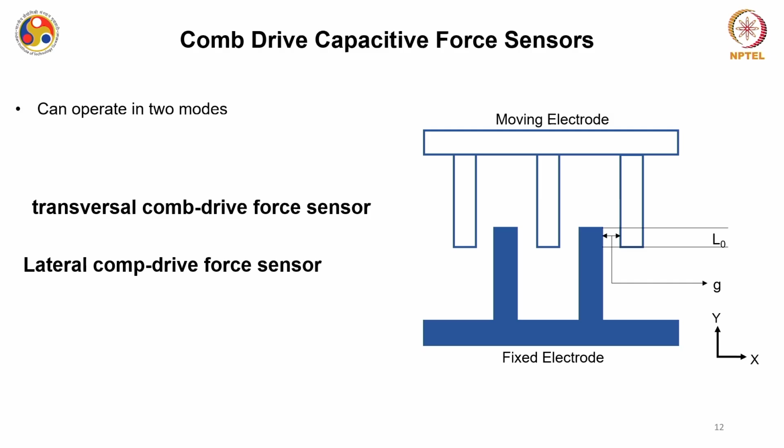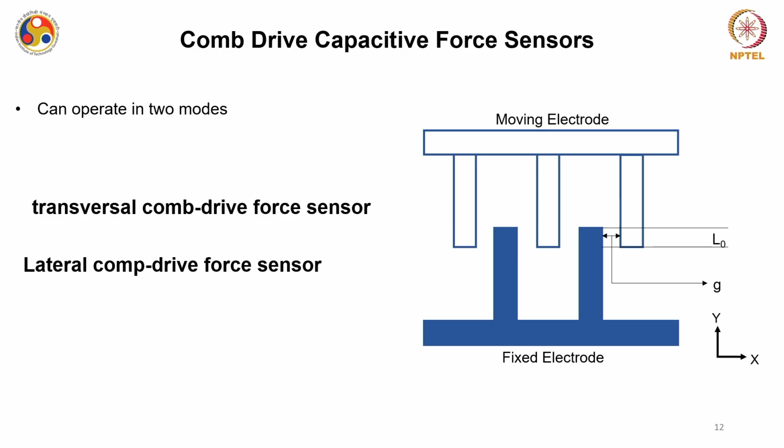You have already seen that the capacitance can change when there is a transverse movement of the moving electrode, or a lateral movement of the moving electrode. So based on this, you have two operating modes of this comb drive capacitive force sensor. One is the transversal comb drive force sensor and another is the lateral comb drive force sensor. We call it transversal mode and lateral mode. Let us see how they operate in these two different modes.